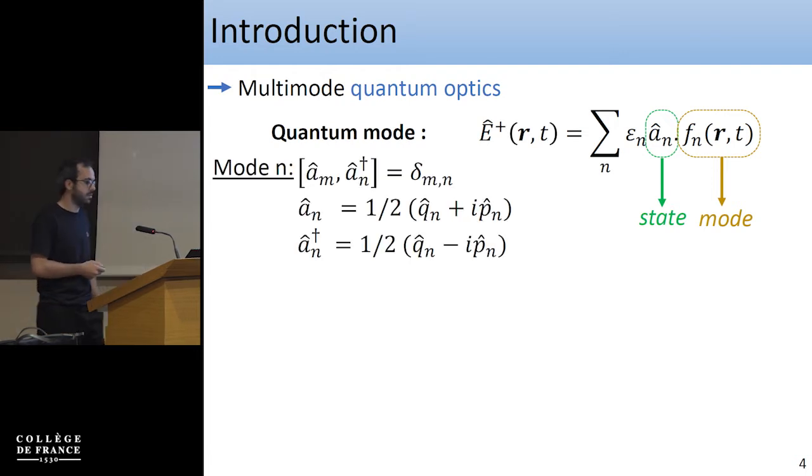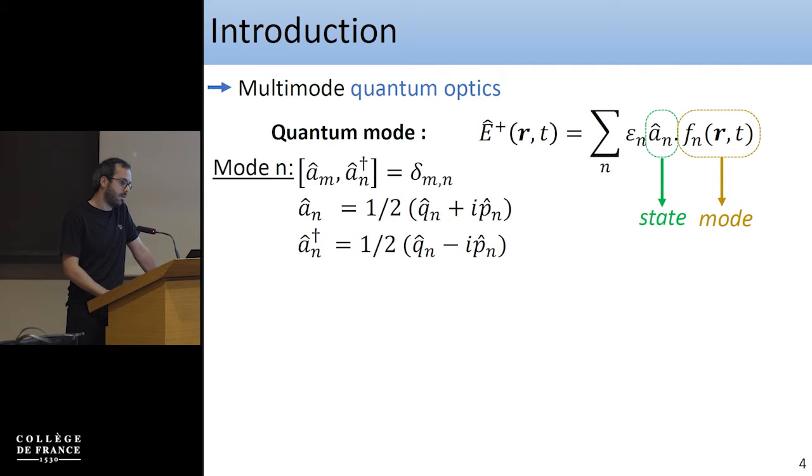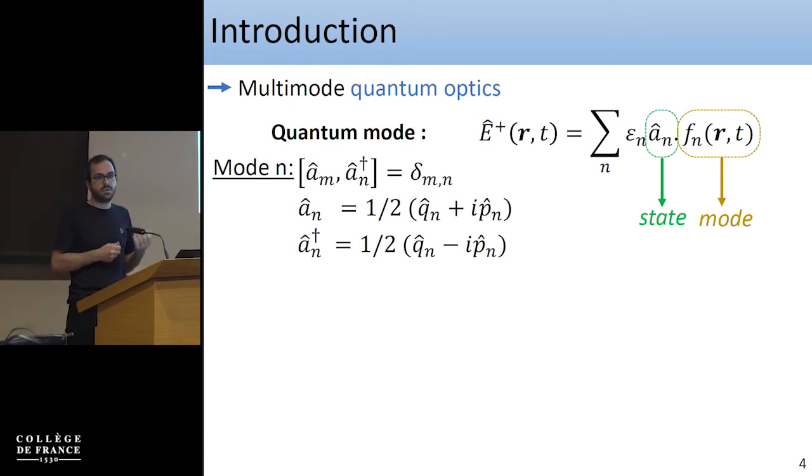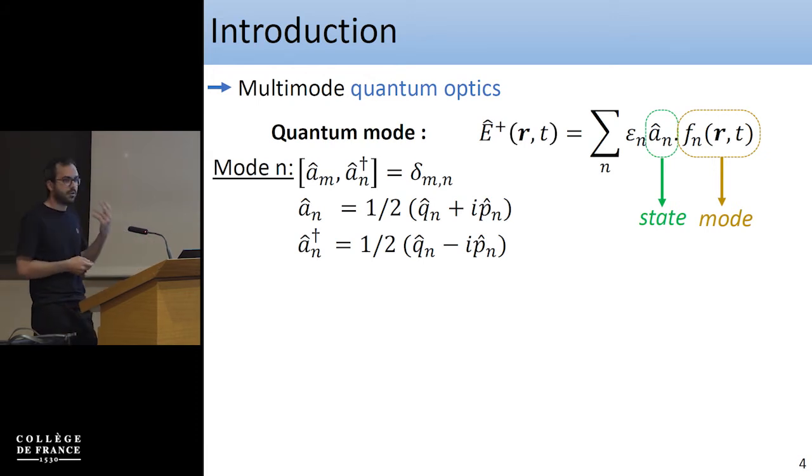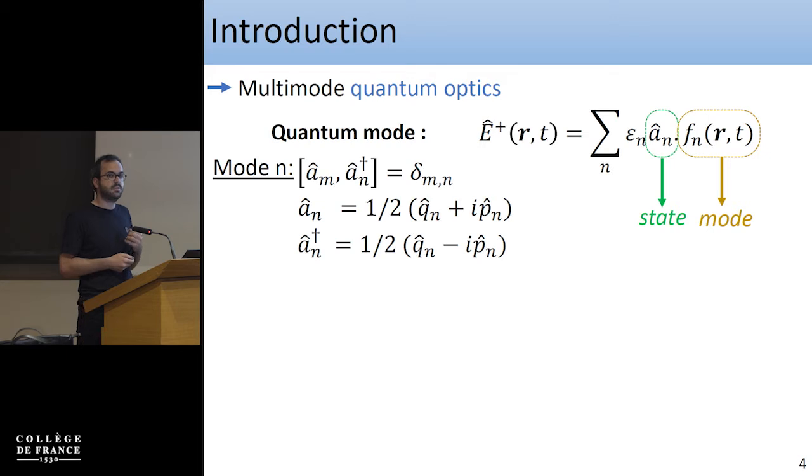Because we are in the quantum regime, we have the Heisenberg relation, and the annihilation and creation operators are related to the operators Q and P. These are the quadrature operators. The equivalent in the classical regime is the quadrature of the field, the cosine and sine parts. But there is also an equivalent in quantum mechanics, because it's the position and the momentum operators.